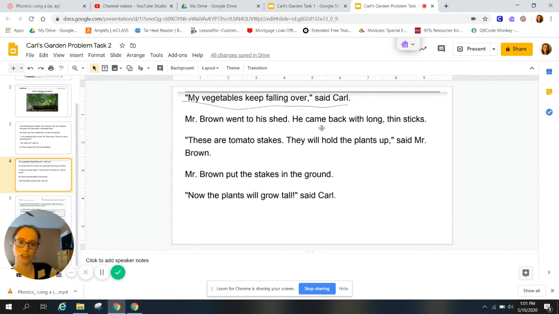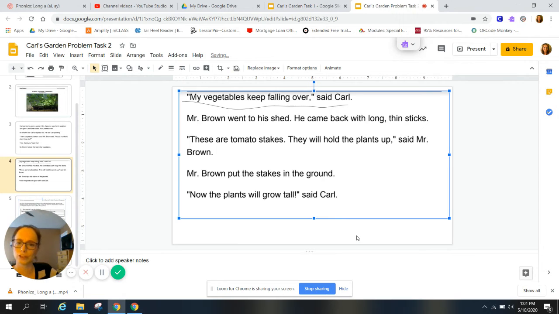Mr. Brown went to his shed. He came back with long, thin sticks. These are tomato stakes. They will hold the plants up, said Mr. Brown. Mr. Brown put the stakes in the ground. Now the plants will grow tall, said Carl. So what did Mr. Brown do? You're right. He got these thin tomato stakes and he put the stakes in the ground for the plants to be held up. So again, let's get our scribble out.